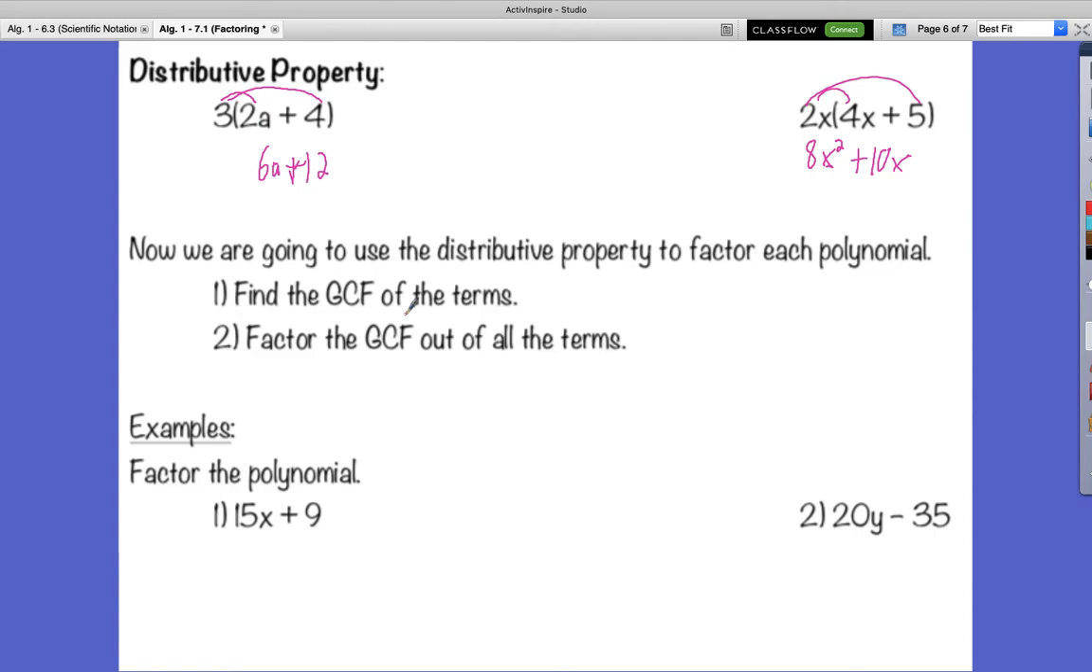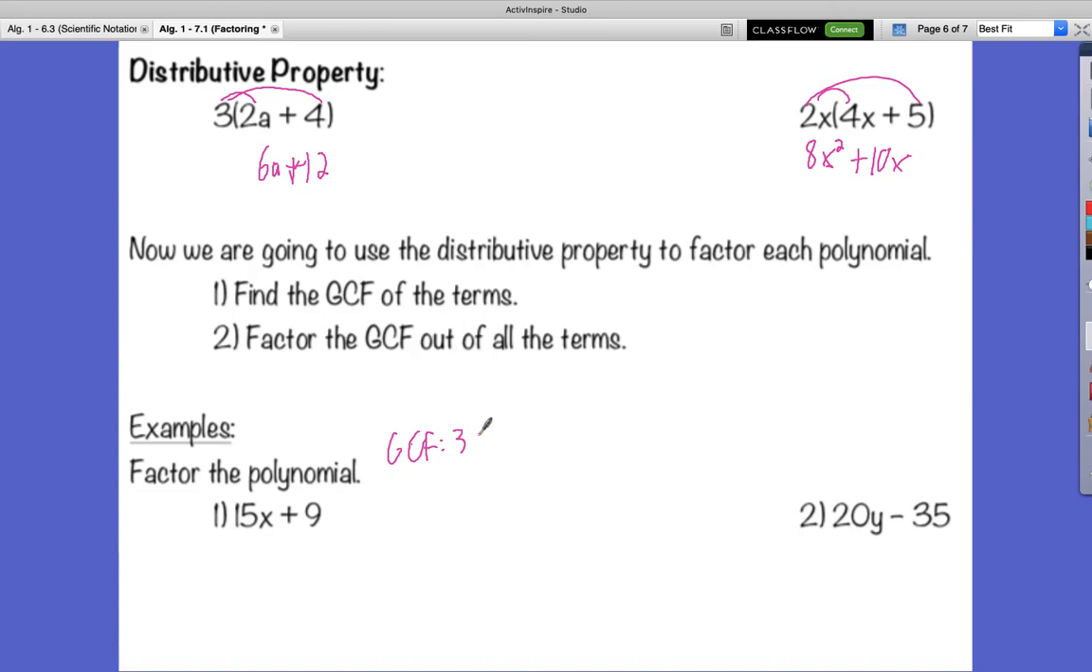If we're asked to factor this polynomial, 15x plus 9, what's the greatest common factor of these two terms, 15x and 9? What's the greatest common factor of 15 and 9? 3. 3 goes into both, right? So I say my GCF is going to be 3 here.